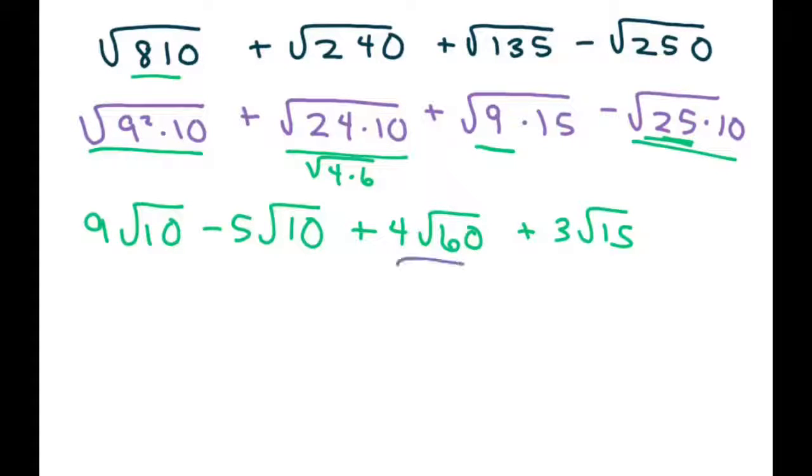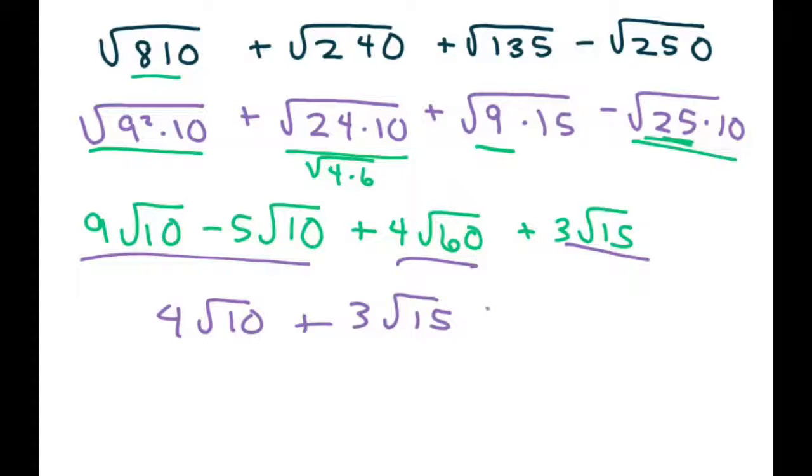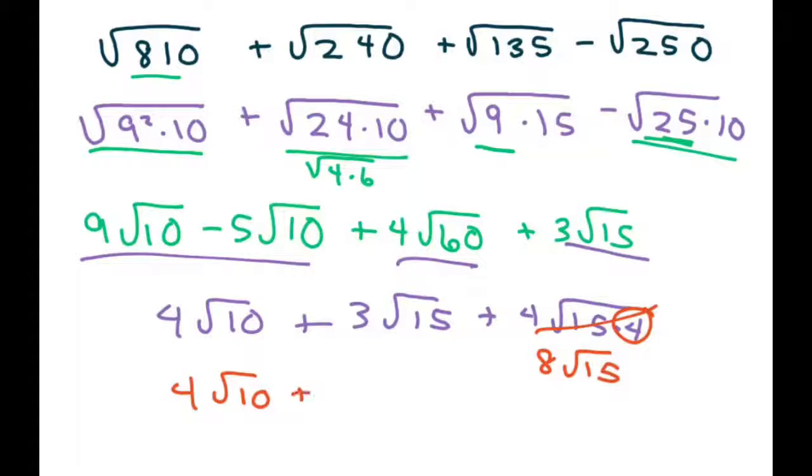Now, I'm going to fix this one here, but this is going to be 4 square root of 10, plus I'm going to go ahead and add this one, 3 square root of 15. And I can go ahead and break down 60 further. That would be 15 times 4. Therefore, you're going to get square root of 4 is 2, so 2 times 4 is 8. So you get 8 square root of 15. So that changes to that. So we get 4 square root of 10 plus 11 square root of 15.